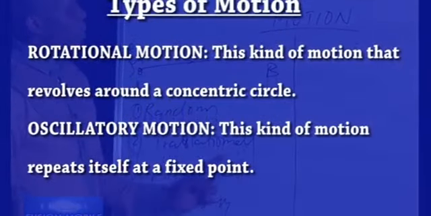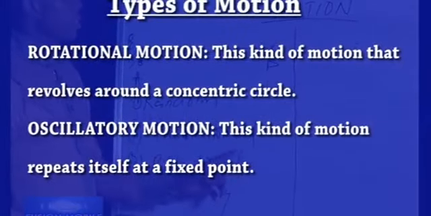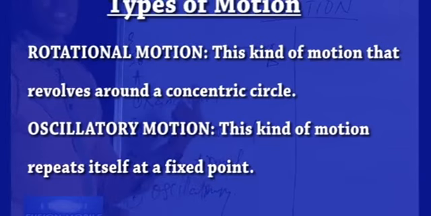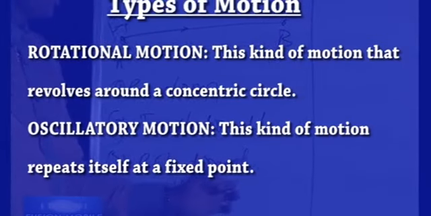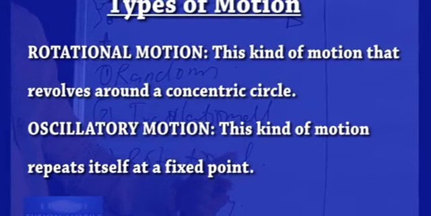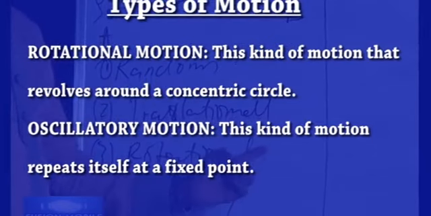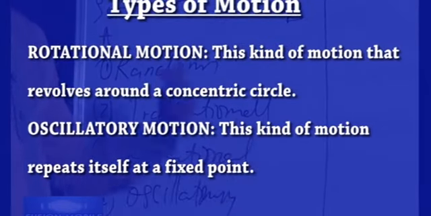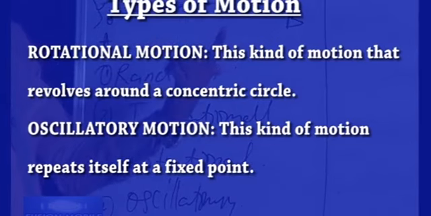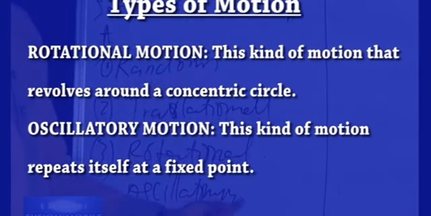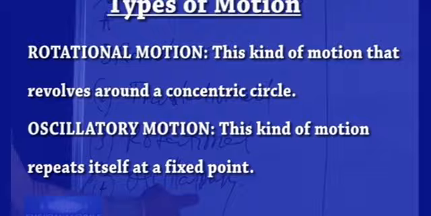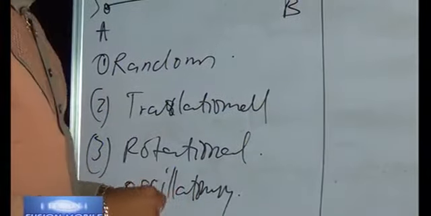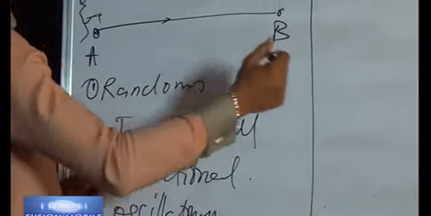Rotational motion. This one is a kind of motion that revolves around a concentric circle. When I say a concentric circle, I mean a circular body in another circular body. Example, fan blade. It rotates about a particular fixed point. Then we come down to oscillatory motion. The basic character of oscillatory motion is repetition. The motion must repeat itself about a fixed point.